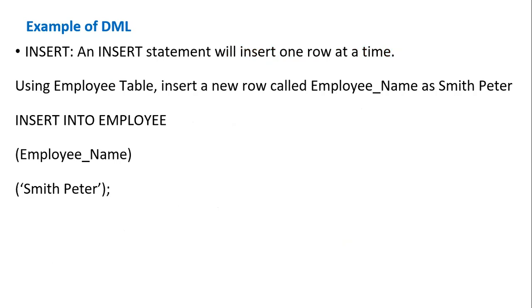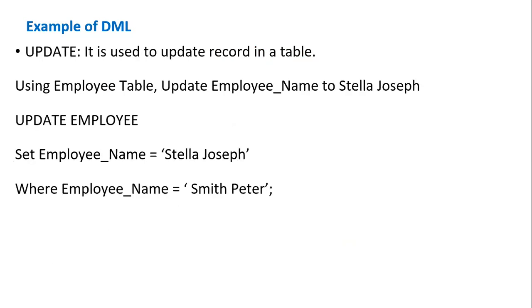You can also do insertion, that is, insert a new row called employee name as Smith Peter. Insert into employee name Smith Peter, and all that. That is what data manipulation language does. Using the employee table, you can also do the update employee. You set employee name equal to Stella Joseph, where employee name is equal to Smith Peter.